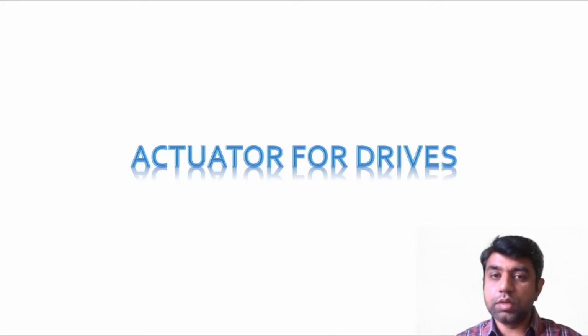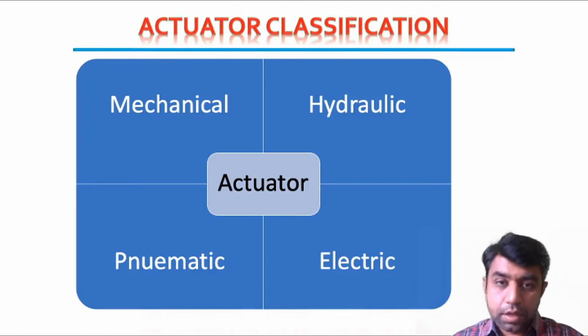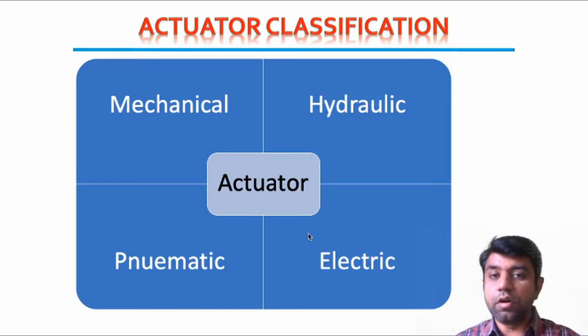In the earlier class we had already discussed the different kinds of end effectors or grippers which are used to hold the workpiece. But in order to operate that particular end effector we need to use an actuator. Coming to the actuator part, we have four basic types of actuator as far as robots are concerned. The first one is mechanical, second is hydraulic, third is pneumatic, and the fourth one is electric drives. Out of these four, we can use any drive to operate the end effector and the manipulator.